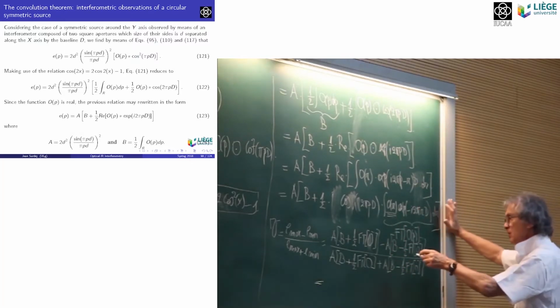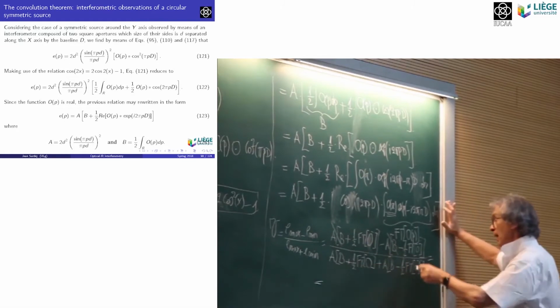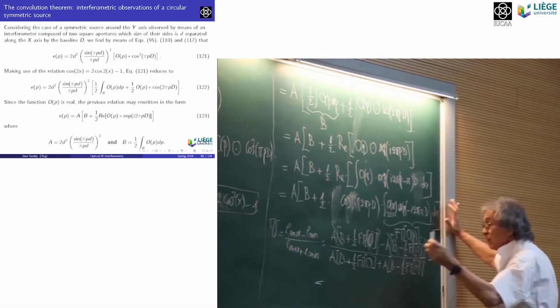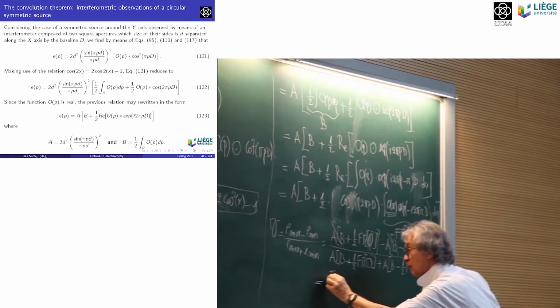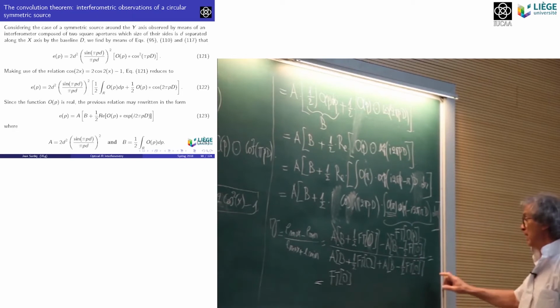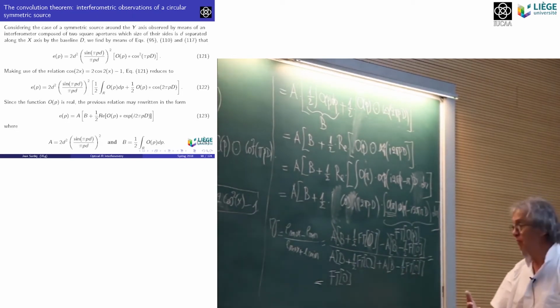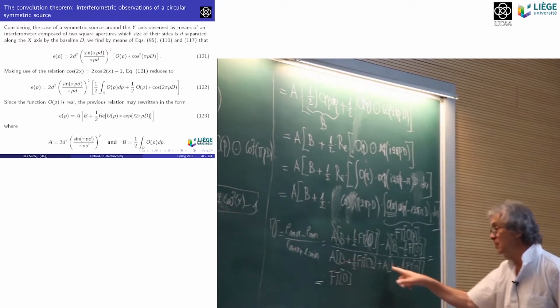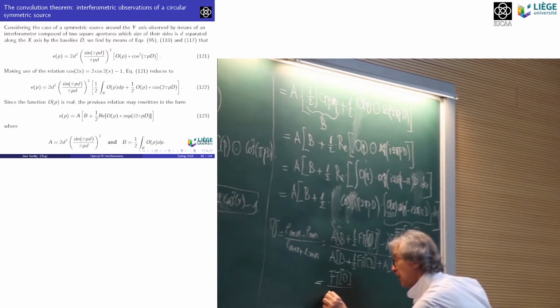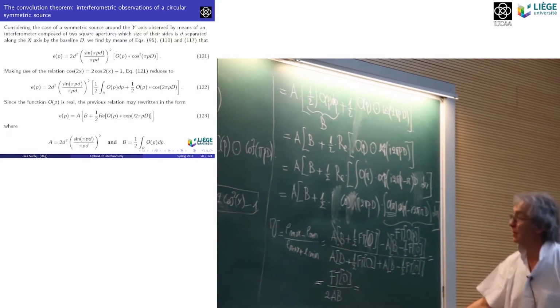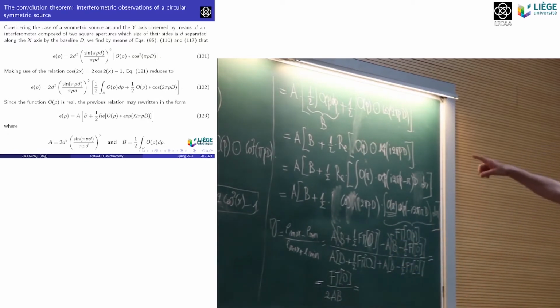Now I see that here the AB and AB go away, and what remains? It's a Fourier transform of O, divided by, well, this and this will give me a null result, but then I will have twice the value of AB. So divided by 2 times the product of A times B. Okay, now I should look at what is the value of A and what is the value of B.